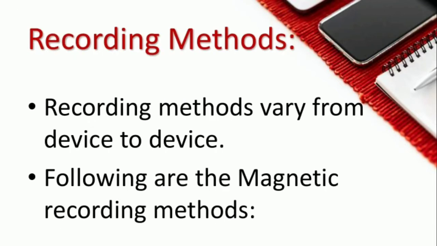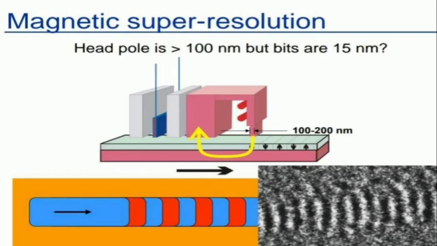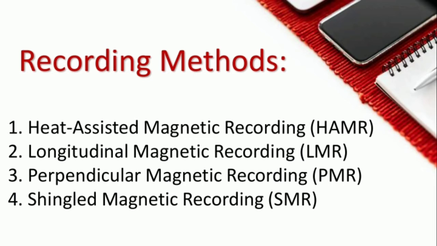Now we will discuss recording methods. Recording methods vary from device to device. Following are the magnetic recording methods. There are four recording methods. They are heat assisted magnetic recording, HAMR. Second is longitudinal magnetic recording, LMR. Third is perpendicular magnetic recording, PMR, and fourth one is shingled magnetic recording, that is SMR.